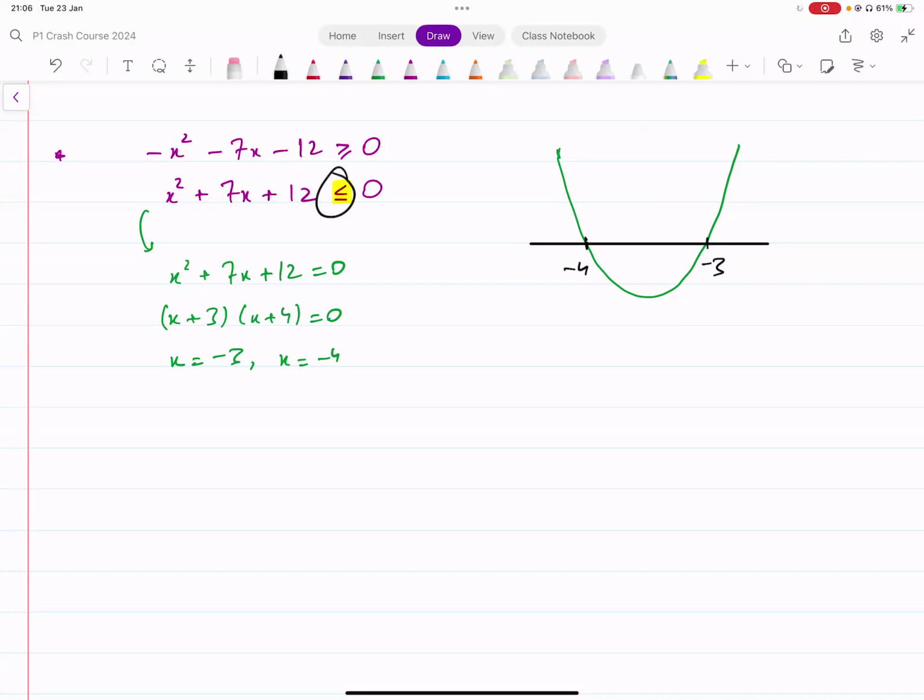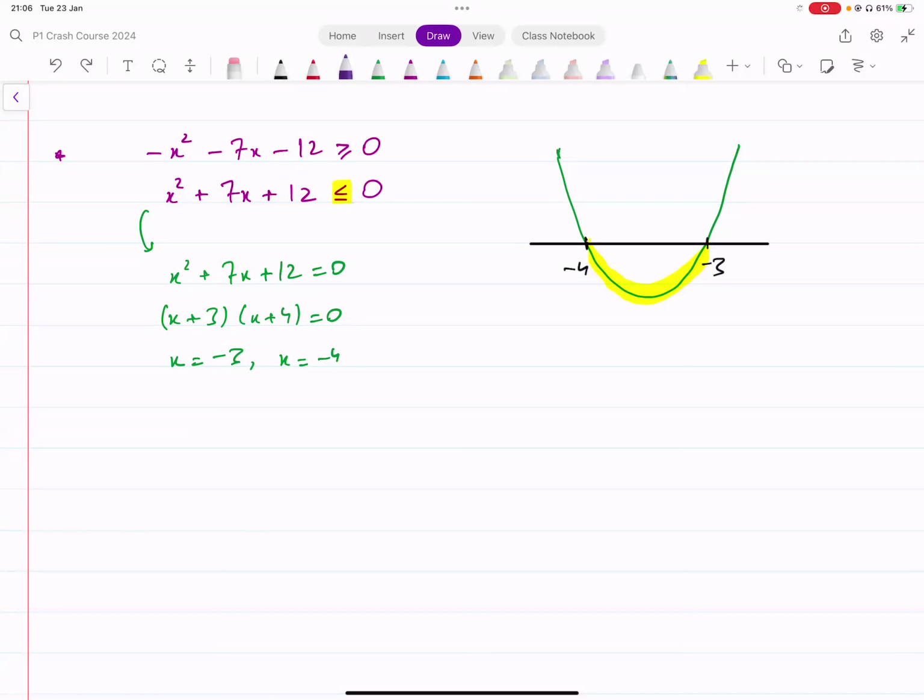And now we have a less than or equal to sign, and we have a U-shaped curve. Where is the graph below the x-axis here? That's this region. This is where the graph is below the x-axis, because now we're looking at this inequality, not the original one, because we have changed that. If we are using a U-shaped graph, then it has to be less than or equal to here.